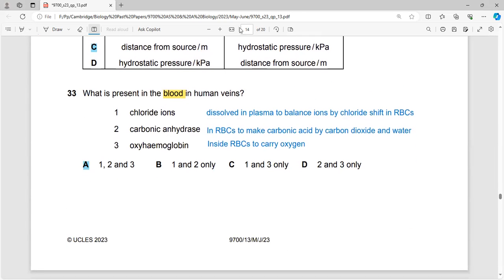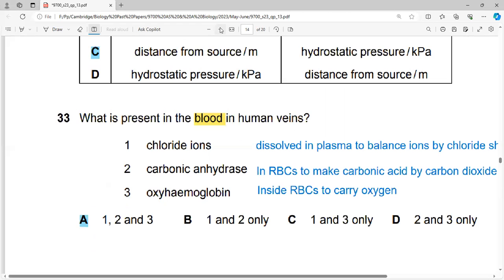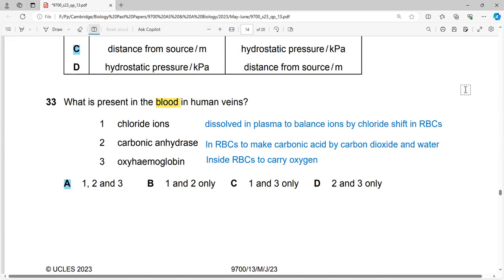We're going to proceed to question number 33. What is present in the blood in humans? That's a general question. For example, in the blood of a human being, chloride ions are present. They dissolve in the plasma, and to balance the ions, a chloride shift occurs in the red blood cell. Why? Because in the vein, the red blood cell makes carbonic acid, which dissociates into hydrogen carbonate ions. When these hydrogen carbonate ions move out, the chloride moves into the red blood cell, and overall the negative charge stays balanced in the blood cell. So that's present in the blood plasma.